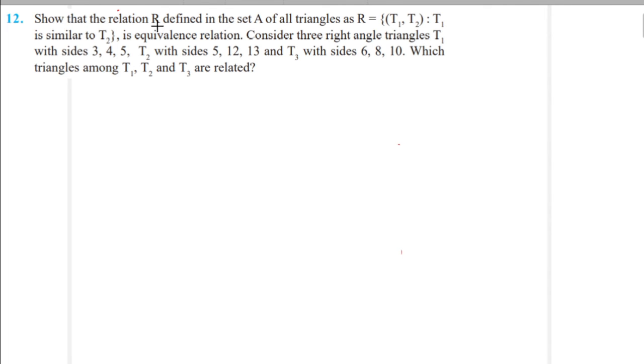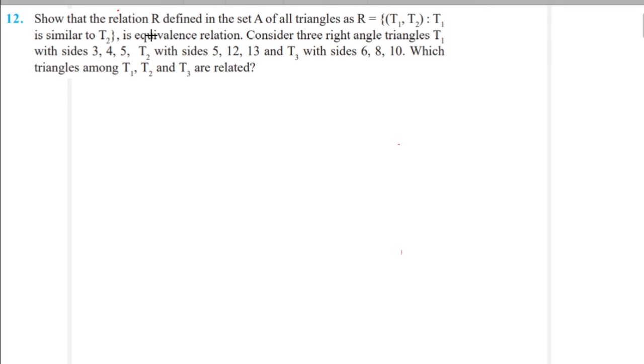Show that the relation R defined in the set A of all triangles as R equal to the ordered pairs (T1, T2) such that T1 is similar to T2 is an equivalence relation. In the second part, consider three right triangles: T1 with sides 3, 4, 5, T2 with sides 5, 12, 13, and T3 with sides 6, 8, 10. Which triangles among T1, T2 and T3 are related?